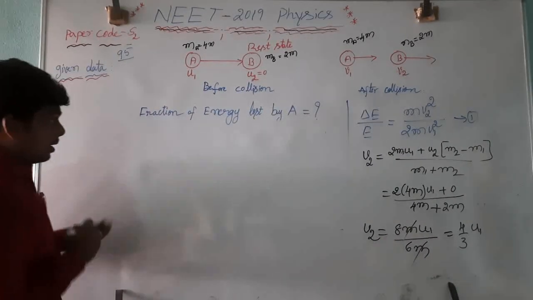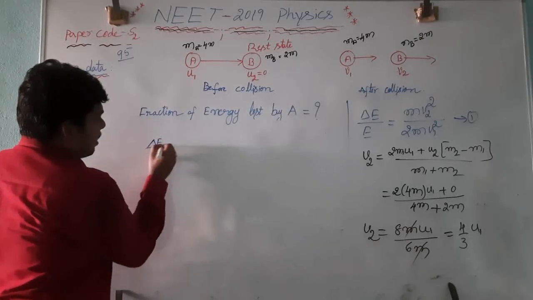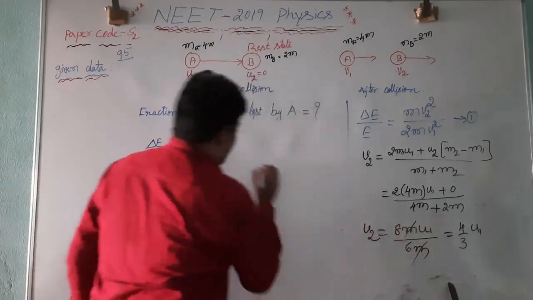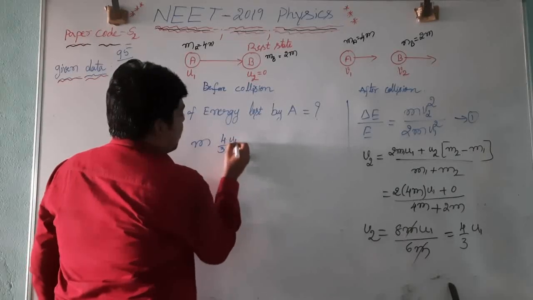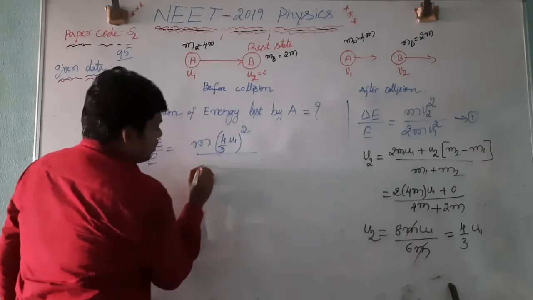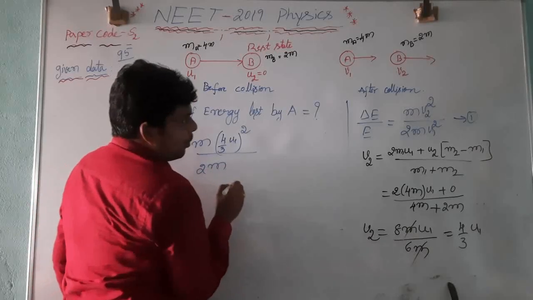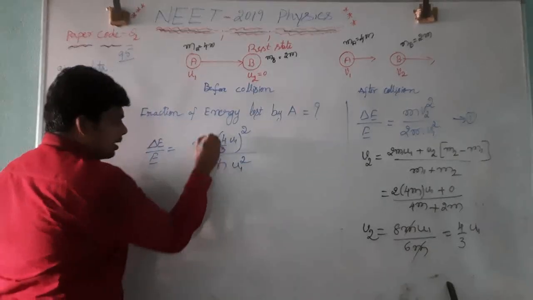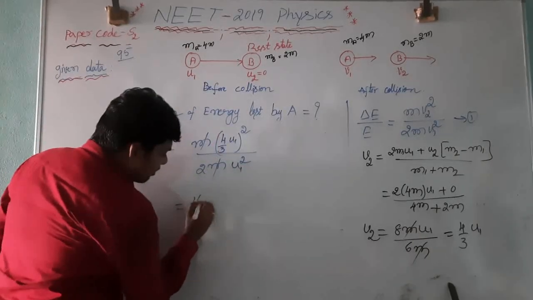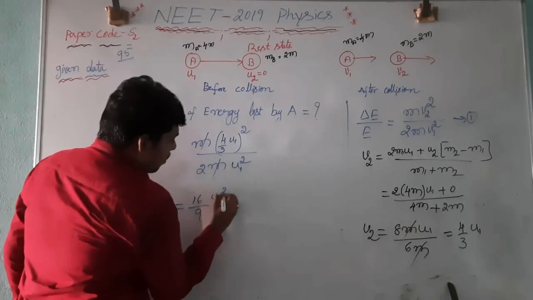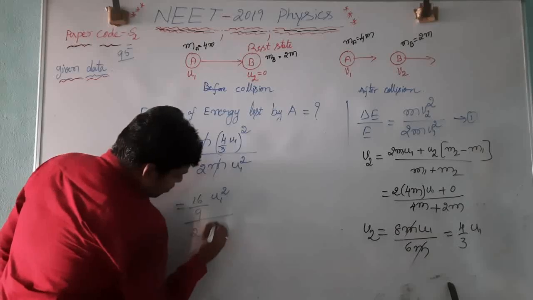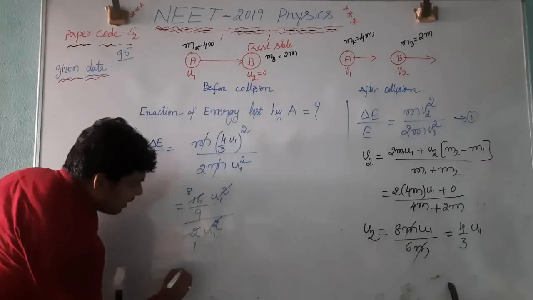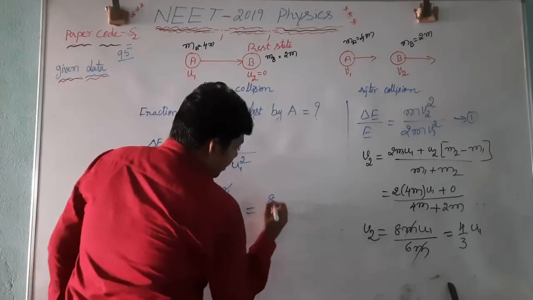Now delta E by E is equal to what? Half m V2 square. What is V2? 4 by 3 U1 square, divided by half m into U1 square as it is. Now m gets cancelled. 4 square, what is that one? 16 by 9 U1 square, whole divided by 2 into U1 square. What gets cancelled? U1 square. Again here, 2 ones are 2, 2 eights are 8. What is the remaining thing? That is nothing but 8 by 9.